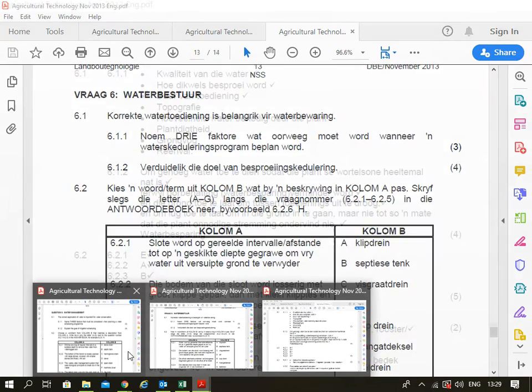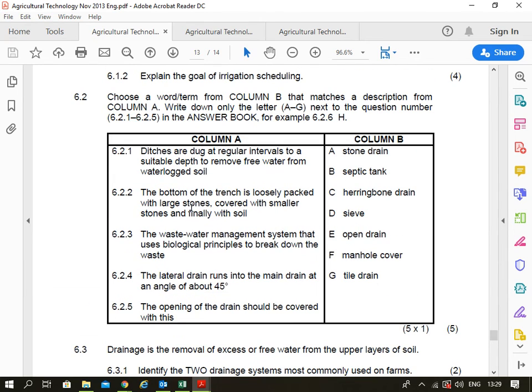Now, 6.2, column A to column B. This you can go through on your own. This is a short type of question. Dis gewoonlik maar 'n kort vraag. Julle kan hom self deur hardloop.